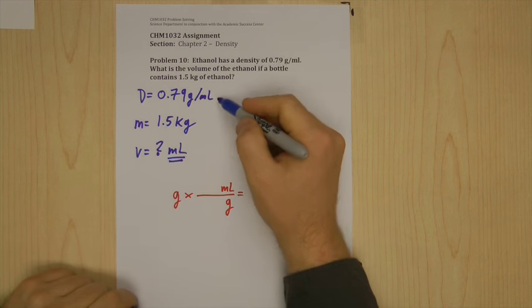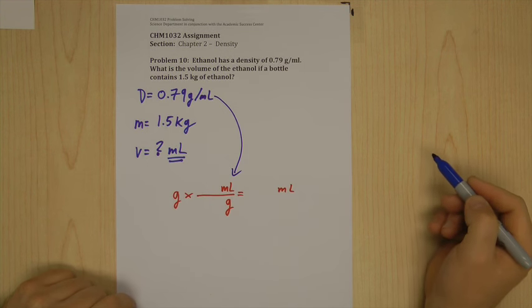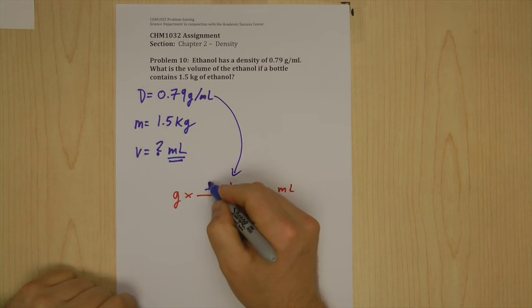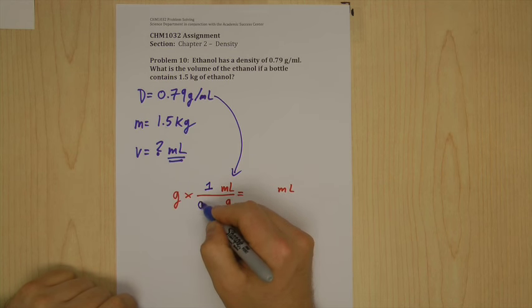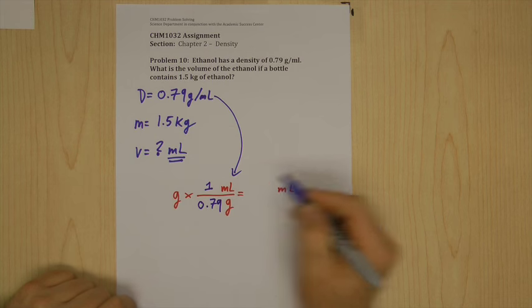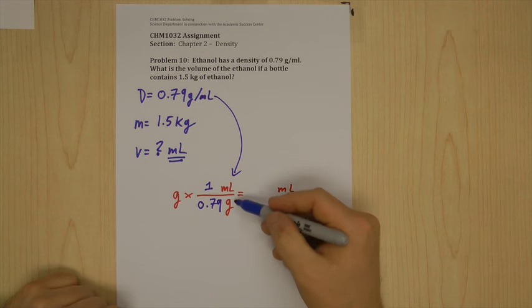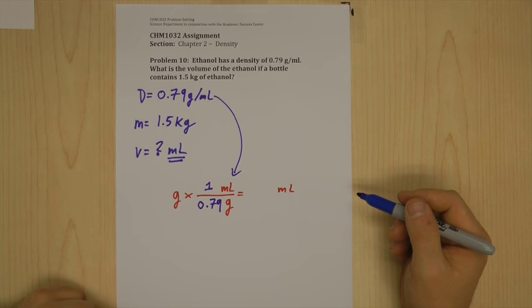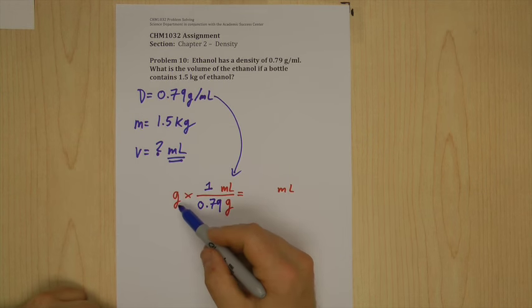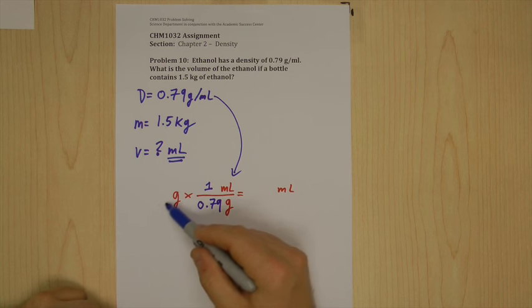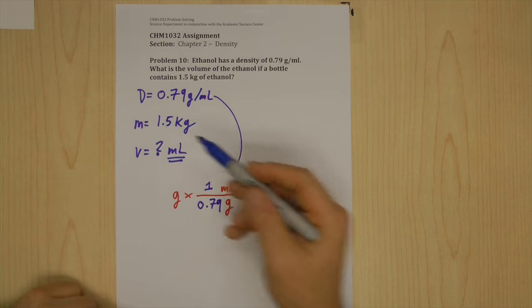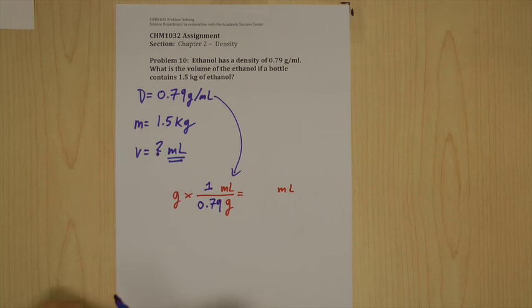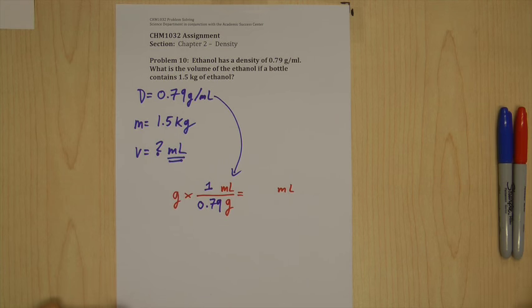So now it's going to be 1 milliliter and 0.79 grams. That's just the density right there. It's just a conversion factor. The trouble I'm going to have is that I don't have this number in grams. The mass I have expressed in kilograms. That's terrible. We have to fix that. Let's solve that first.